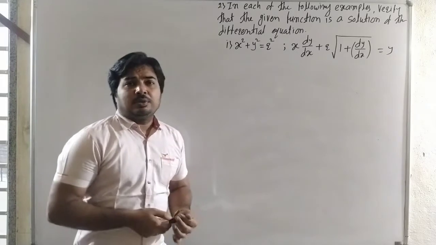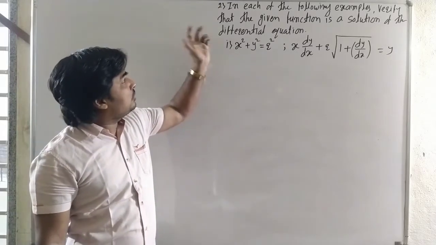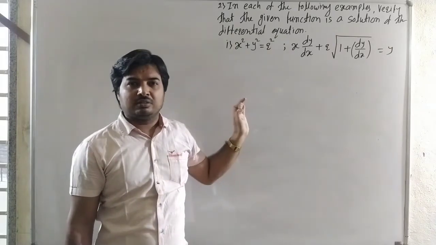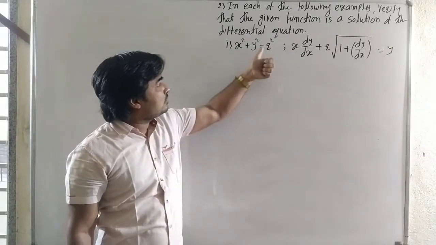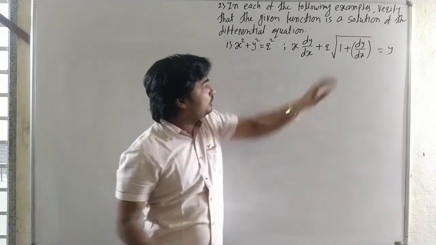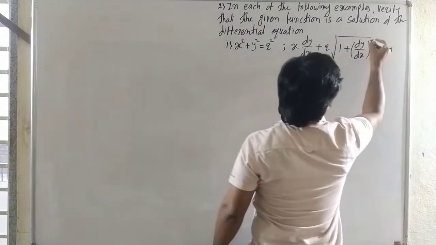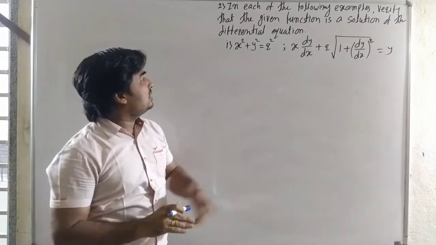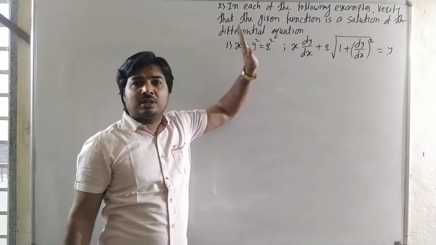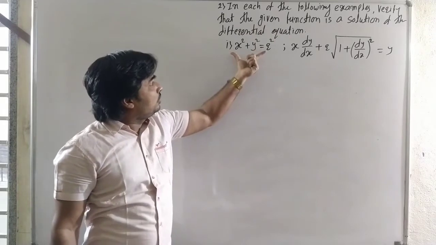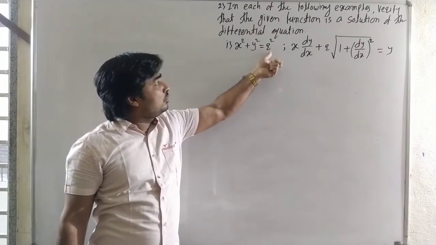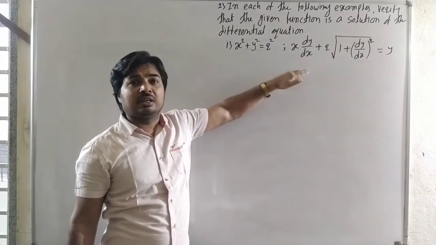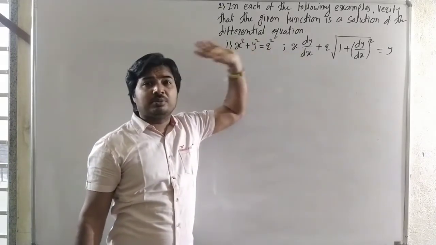Now the second example. In each of the following examples, verify the given function is a solution of the differential equation. Here x square plus y square is equal to r square is a solution of this differential equation. We want to prove that this expression is a solution of this differential equation. We differentiate it, and when we get this differential equation, then it is a solution.